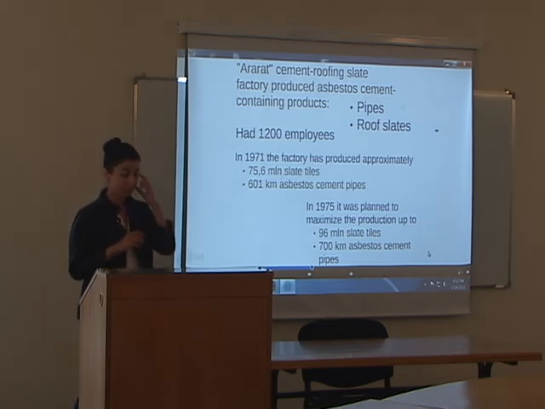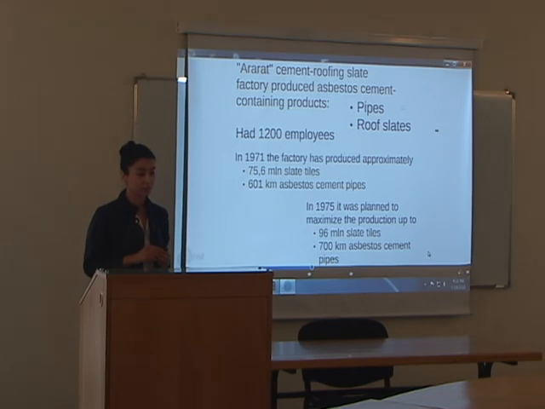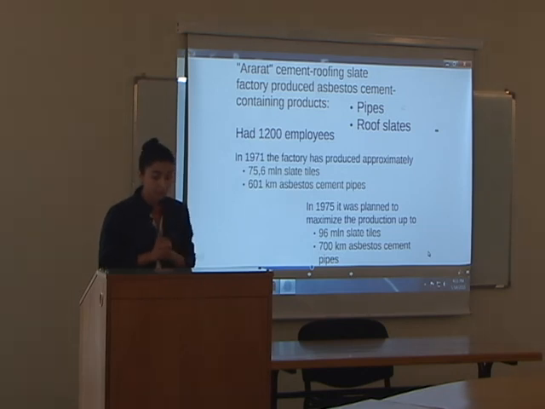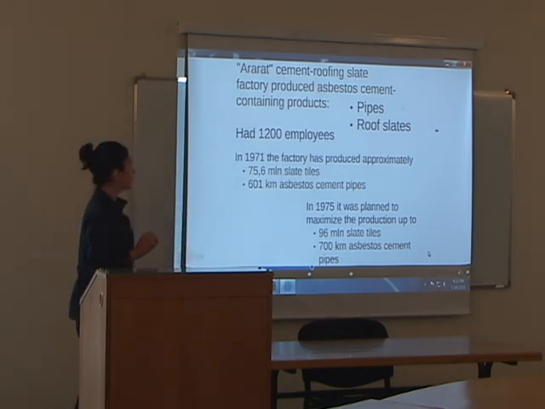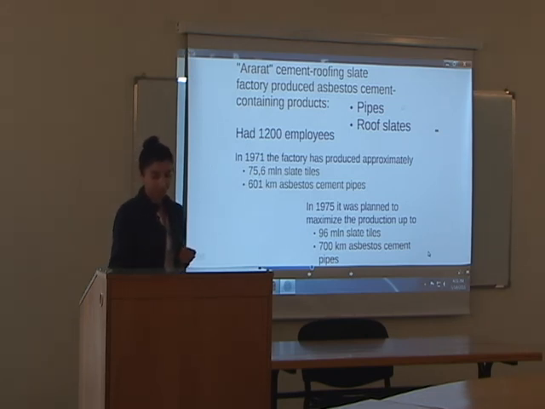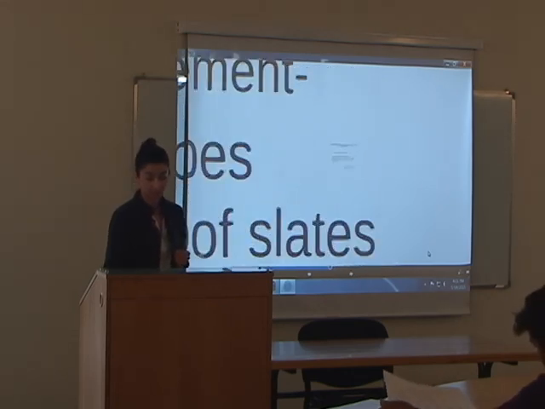But according to an interview with a community member, I learned that they still have Ararat Cement Factory, which is a private company, and still has above 1,000 employees. And in 1971, the factory produced approximately 75.6 million slate tiles and 601 kilometers of asbestos cement pipes. I want to mention that these slate tiles also contain asbestos. And they planned to increase the production up to 96 million slate tiles and 700 kilometers of asbestos cement pipes. So you can see that it's a huge amount of products that contain asbestos.